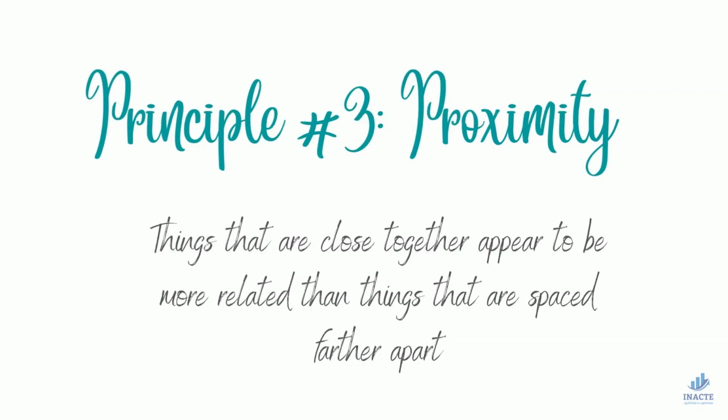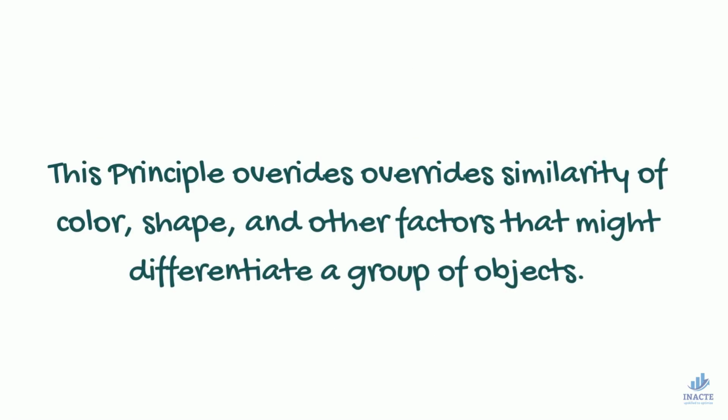The principle of proximity states that things that are close together appear to be more related than things that are spaced farther apart. Proximity is so powerful that it overrides similarity of color, shape and other factors that might differentiate a group of objects. The following example illustrates the principle of proximity.